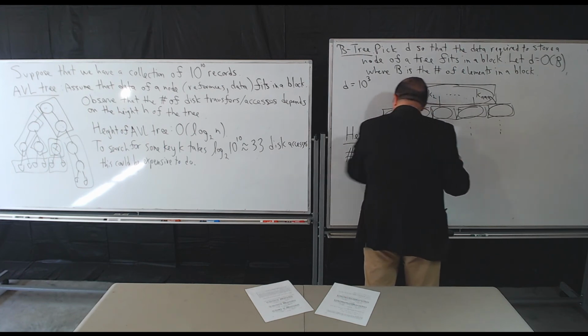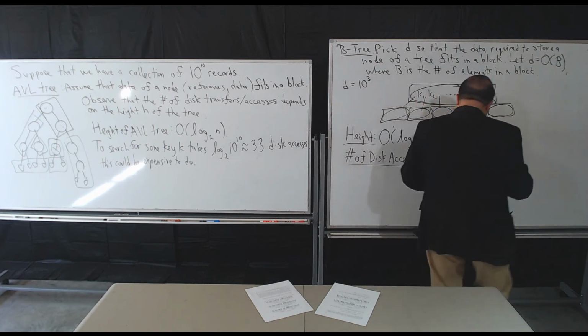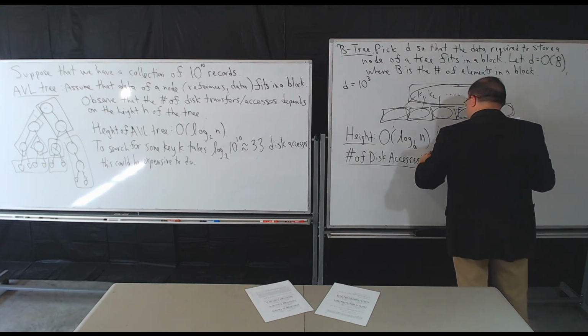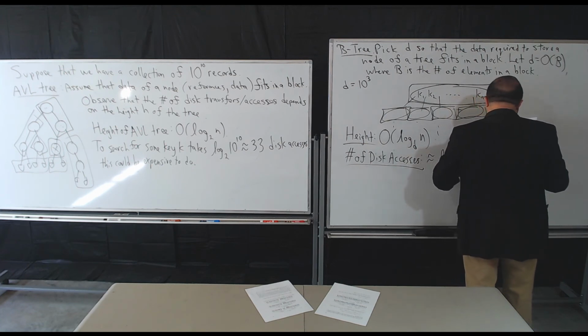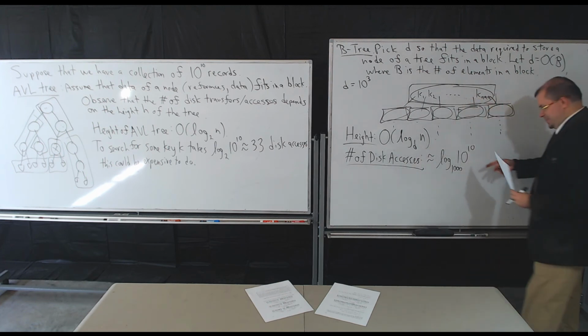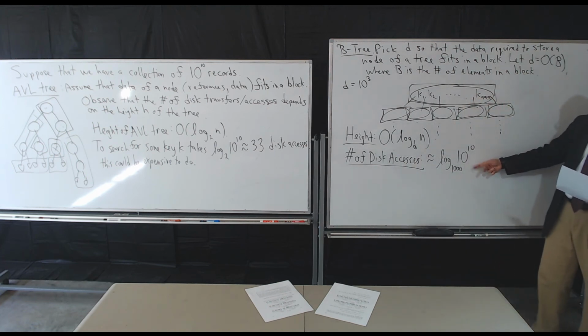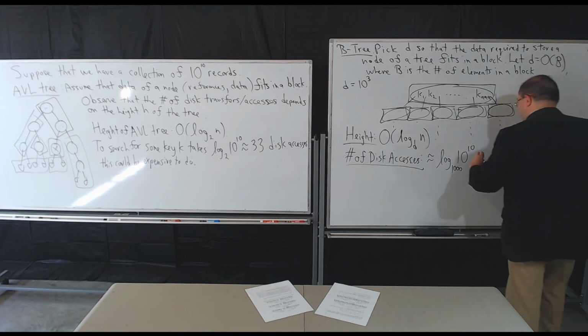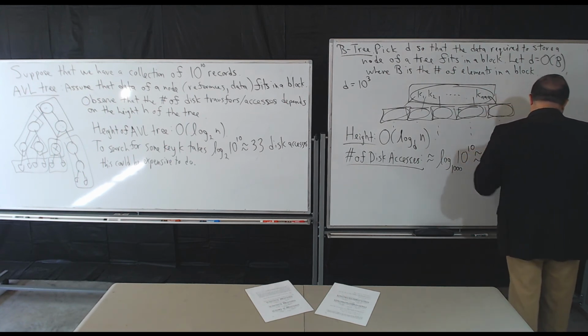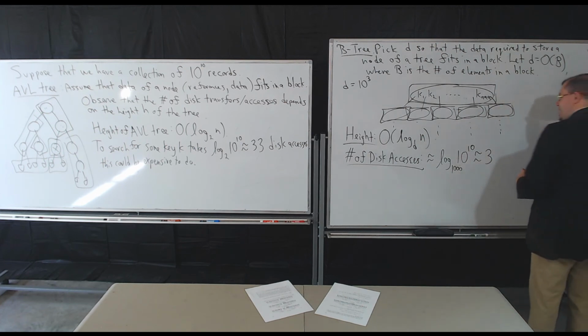How many are there going to be at worst? How many are going to happen roughly? Well, it's going to be approximately log base 1,000 of 10 to the power of 10, which I'm going to just leave as an exercise if you want to calculate that yourself. But I calculated it out, it's 3. So you'd be approximately 3 disk accesses.